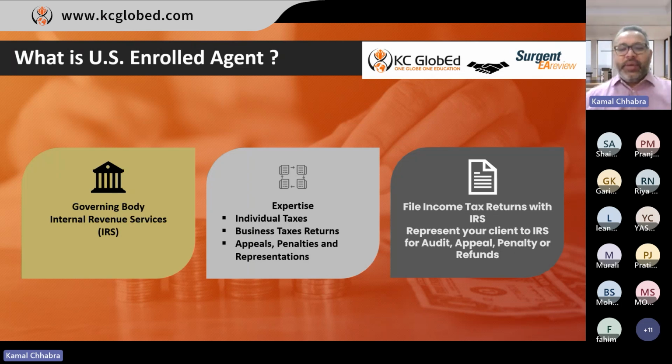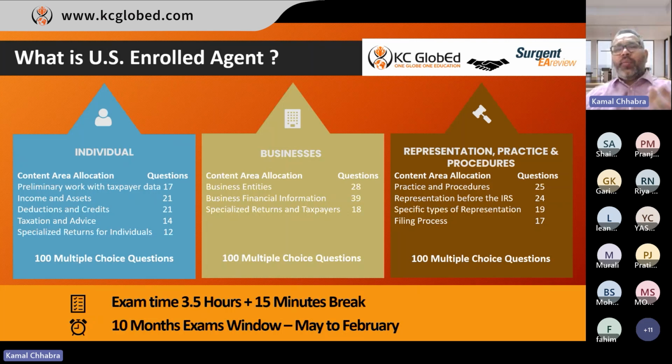And it has three exams: individual taxation, business taxation, and appeal, penalty, and representation. After completing these exams, you will be eligible to file the income tax return to the IRS, as well as you will get the license to practice, and you can present the case of your client. Now coming into more detail about these three courses. So individual taxation, what all things I will be learning. Business taxation, what all things I'll be learning, and representation, practice and procedure, what all things I'll be learning. I'll take you through one by one.